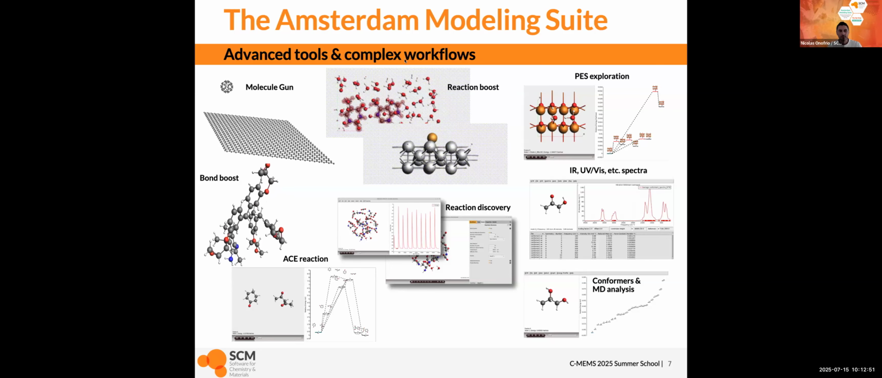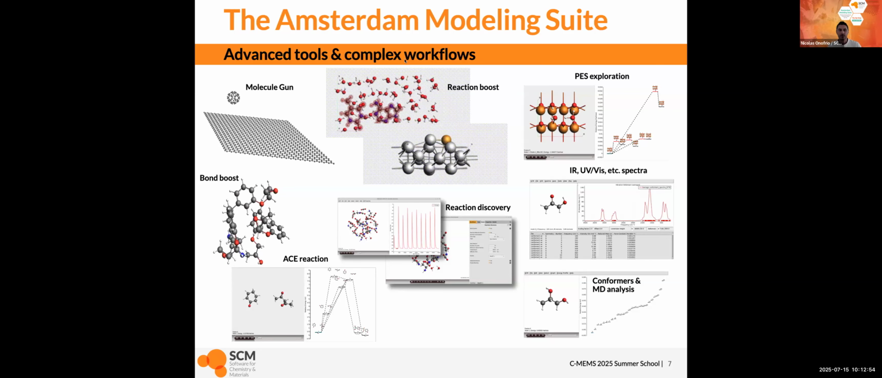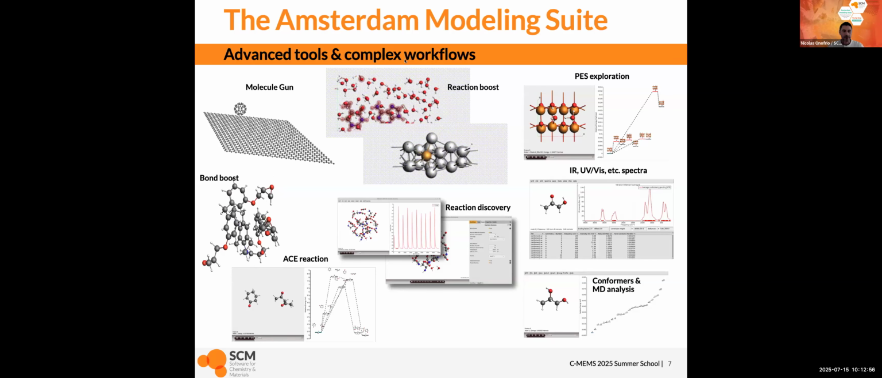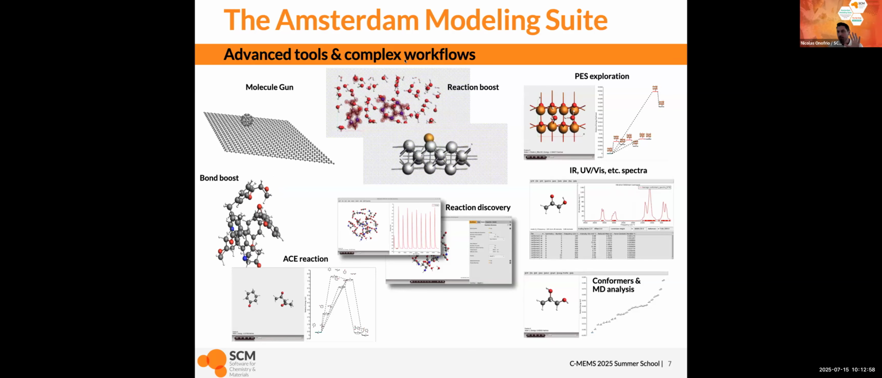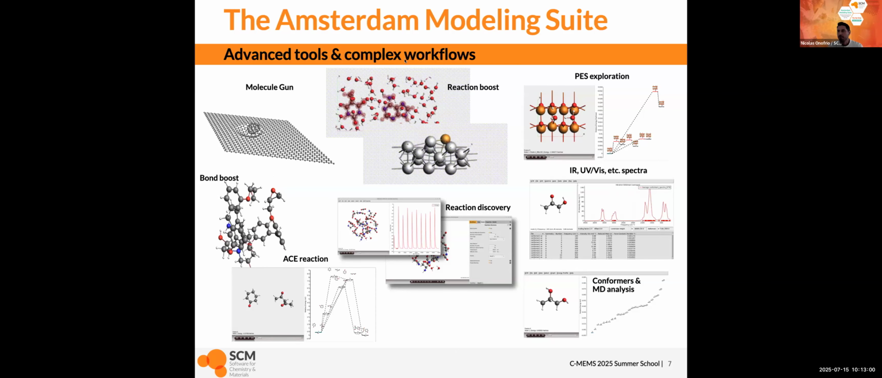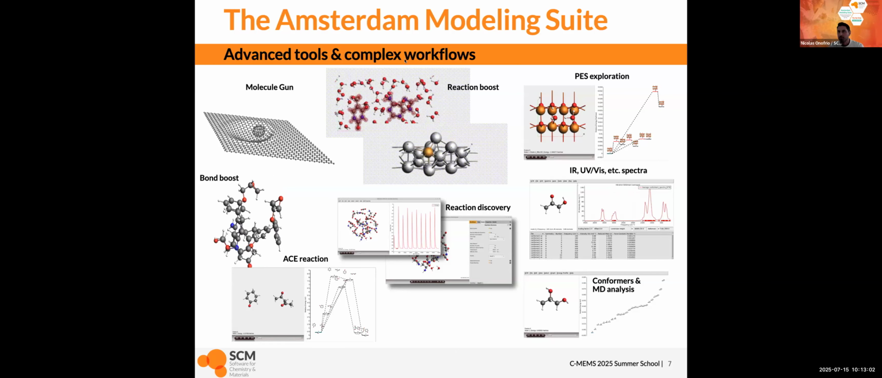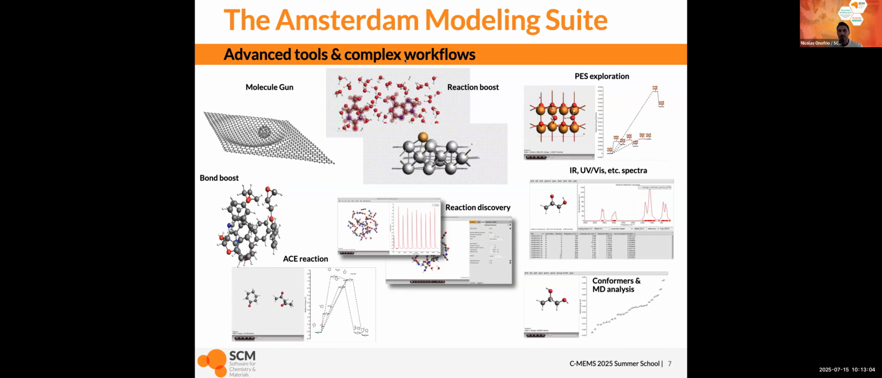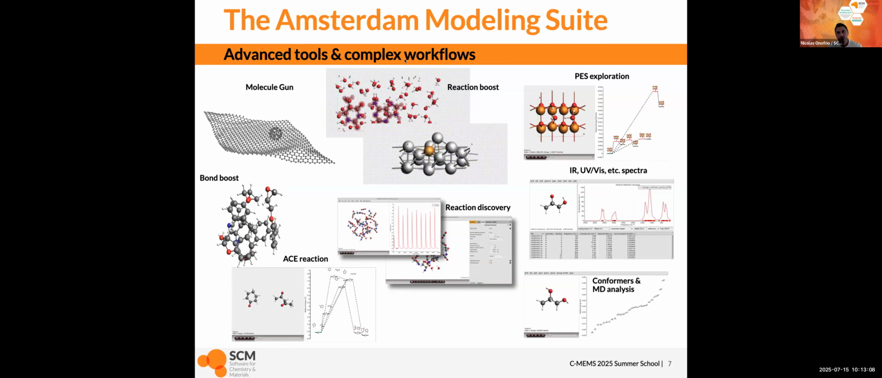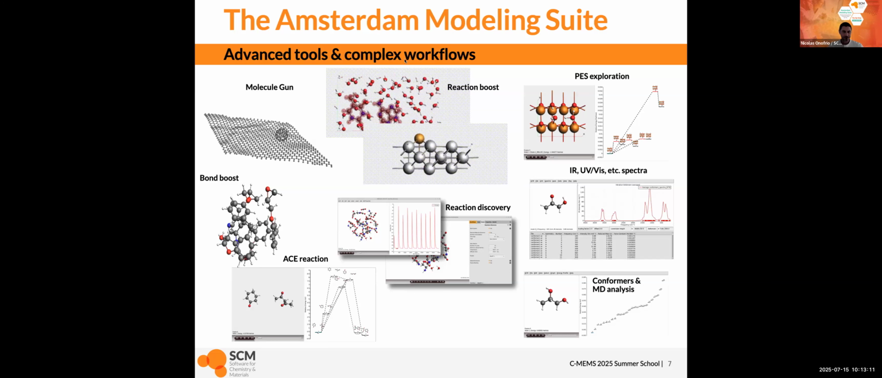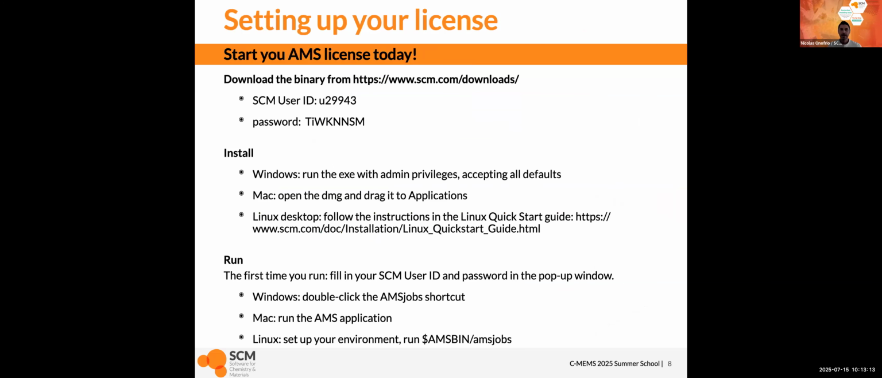We have bond boost, which is used for reactive molecular dynamics simulation, things like looking at cross-linking polymer. And we have many other tools, right? I won't go over them, but a lot of them are also related to electronic structure properties. So you can very easily visualize spectra, work function, etc. Okay, so that's a good start. That's just for the general introduction.